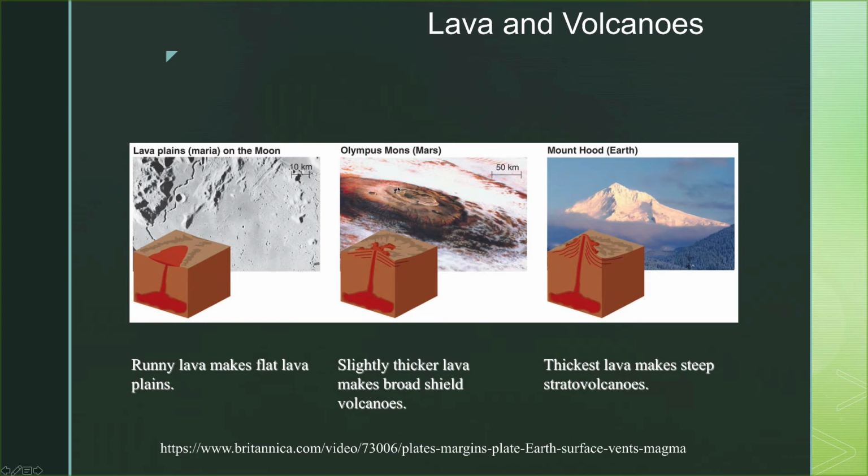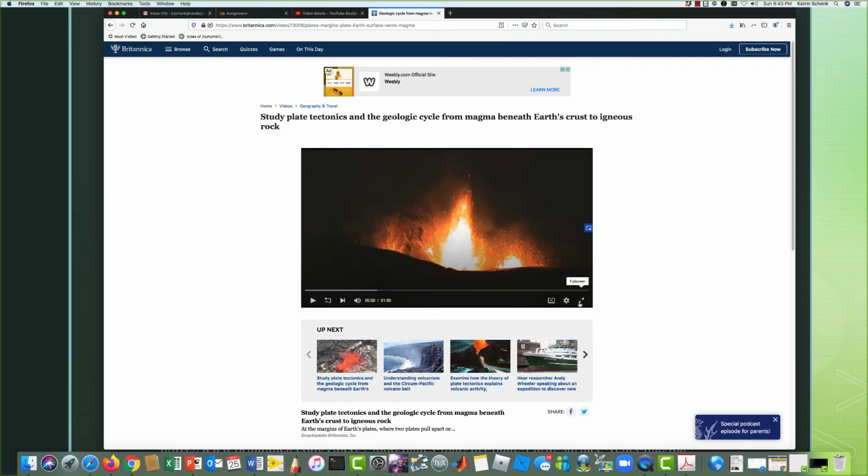Like the largest volcano in the solar system, as we know, is on Mars. And that is a shield volcano. Now, if you get even thicker lava, then it really has to push up that material before breaking through because it's so thick. And it can push up very, very high and make these things called stratovolcanoes. And that's Mount Hood here on Earth. So let's take a look at this video. Sorry about that. Let me get this into full screen and then we'll play.